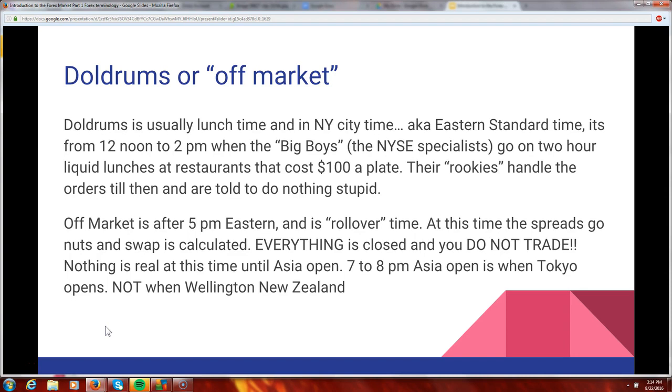The spread will go completely nutty. Swap is calculated, everything is closed, and you do not ever want to trade. Trust me, do not trade at this time. Nothing is real. You don't want to trade until Asia open, 7 o'clock or 8 o'clock. Asia open is when the Tokyo exchange is opened up. It's not Wellington, New Zealand.